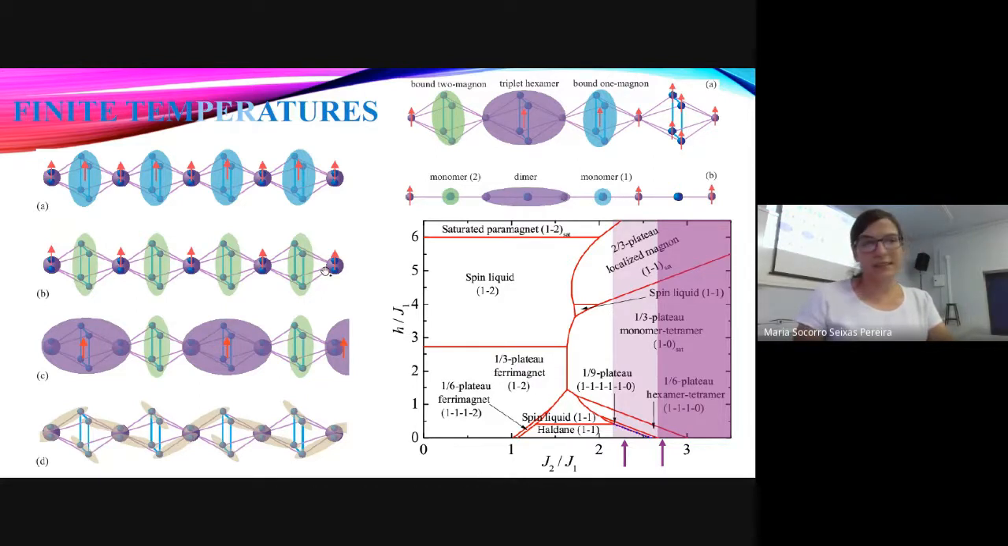Our lattice gas description was developed on the idea that above these phases at finite temperatures, for example, each square plaquette of the octahedral chain can be either fully polarized, or be in a one-magnon state or a two-magnon state, or can belong to the triplet hexamer state or to the Haldane phase.